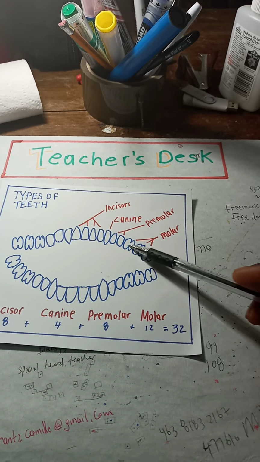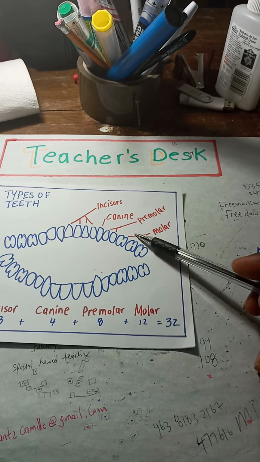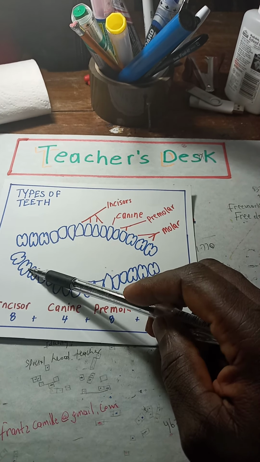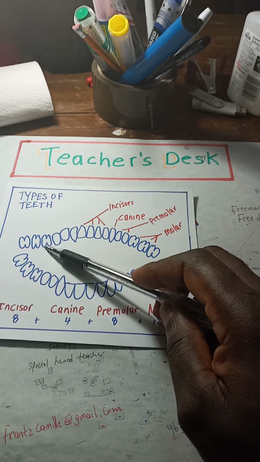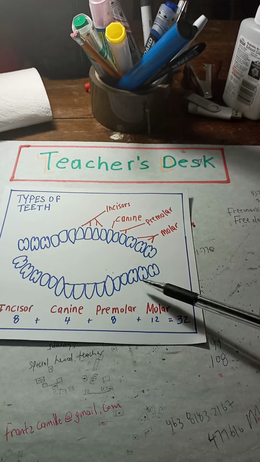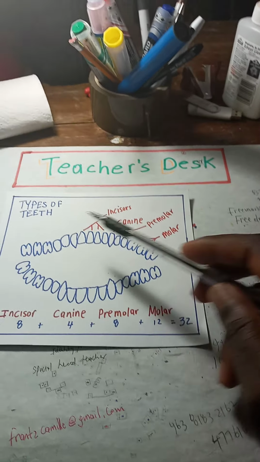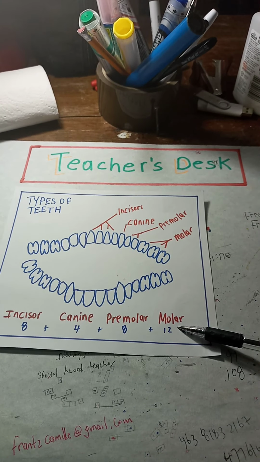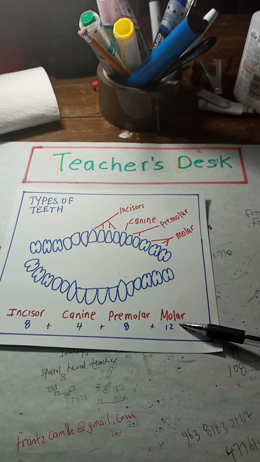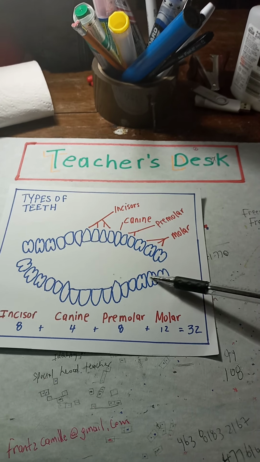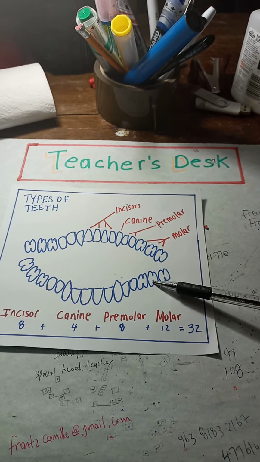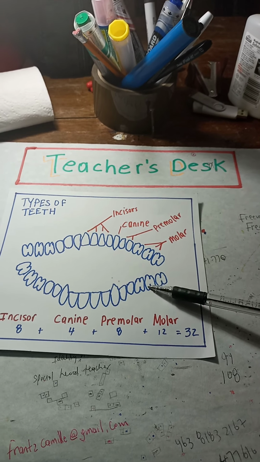3, 3, 3, 3, 1, 2, 3, 4. 4 times 3 is 12. 3 plus 3 equals 6 plus 3 equals 9 plus 3 equals 12. So whether you want to do the addition or you want to do the multiplication, you still get 12. We have 12 molar, and the molars are for crushing food, your peanut, your cashew, all your beans and all that. You want to crush through your food.